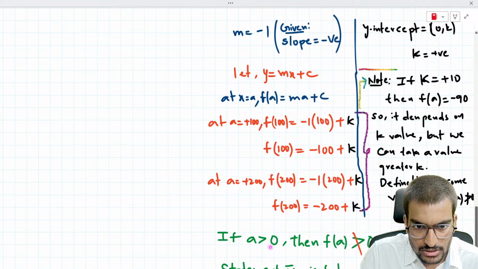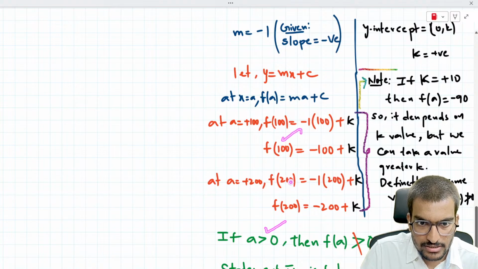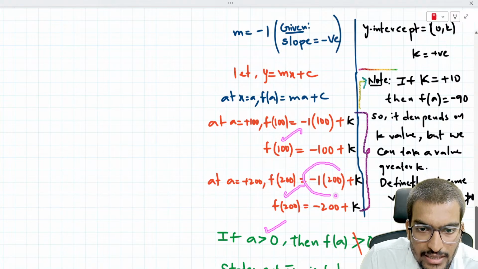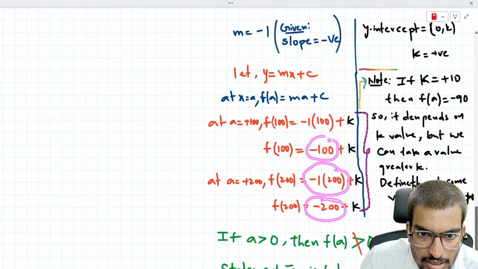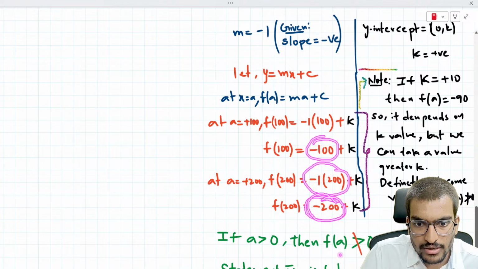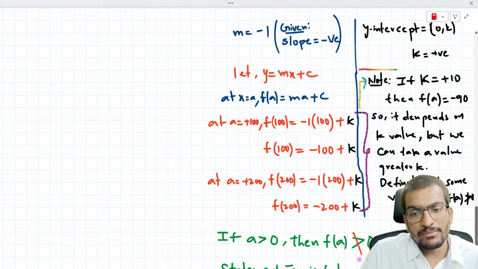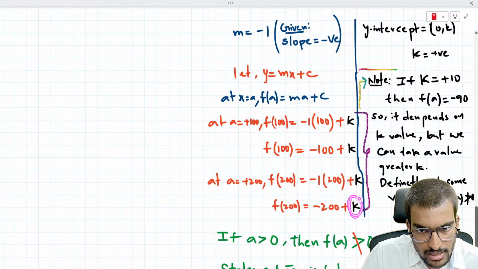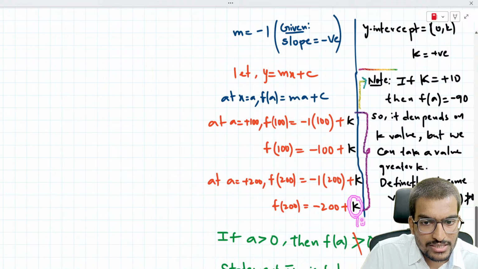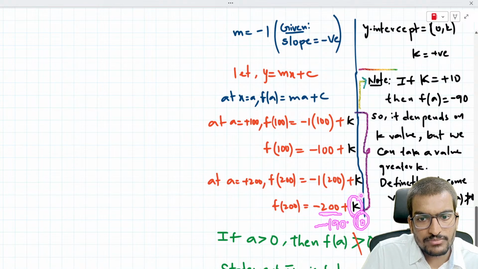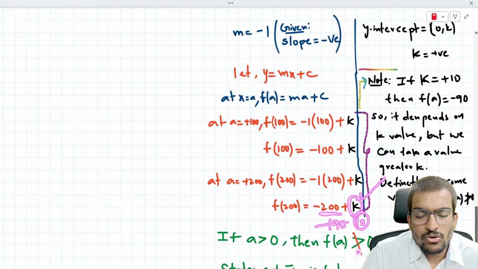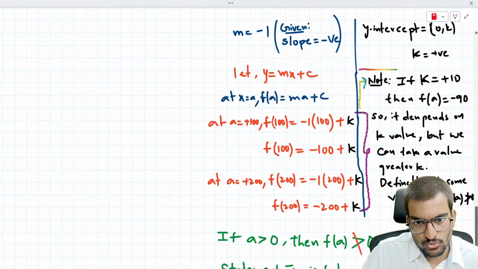What I mean, I'll tell you again. If a value is greater than 0, then we are getting negative values, -100, -200. But they are saying greater than 0, and it is less than 0. Not all the time less than 0, depending on the k value. So if k value is, let's say, 10, your answer is negative only, -190. I'm just assuming. So this statement is not true.